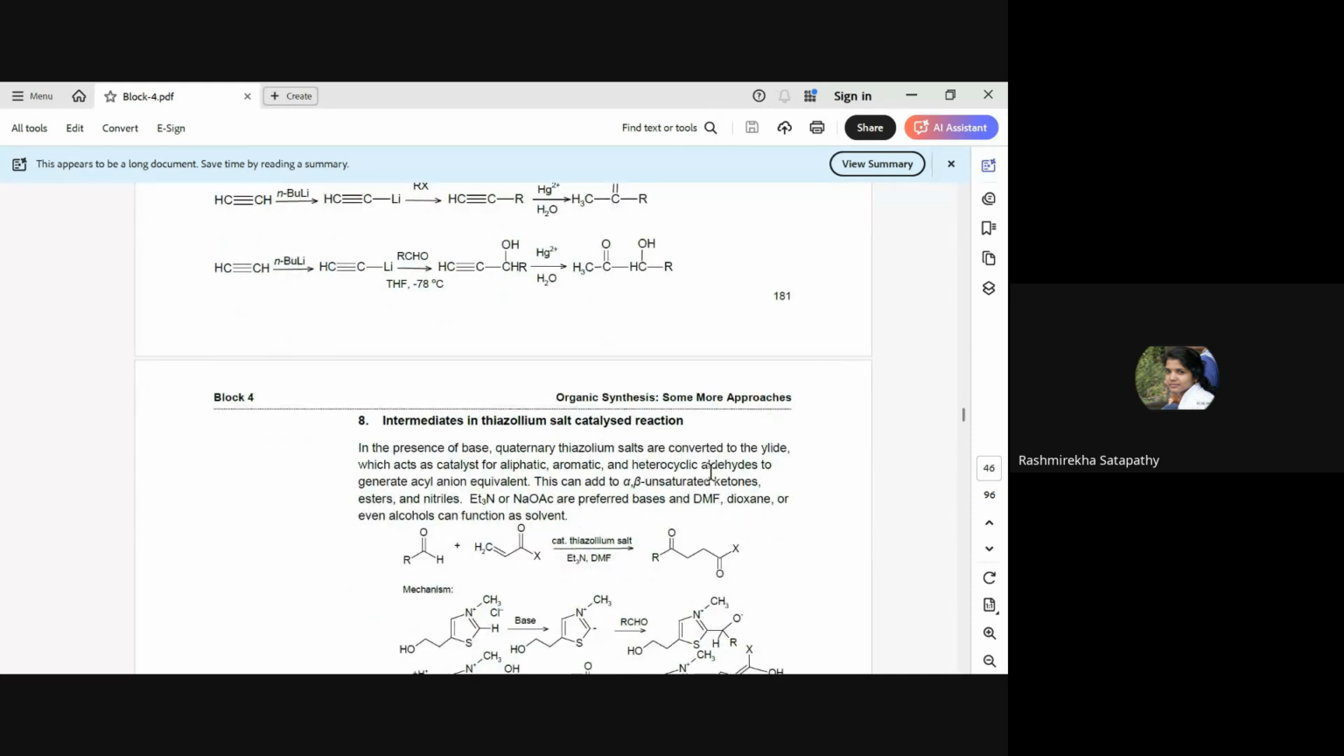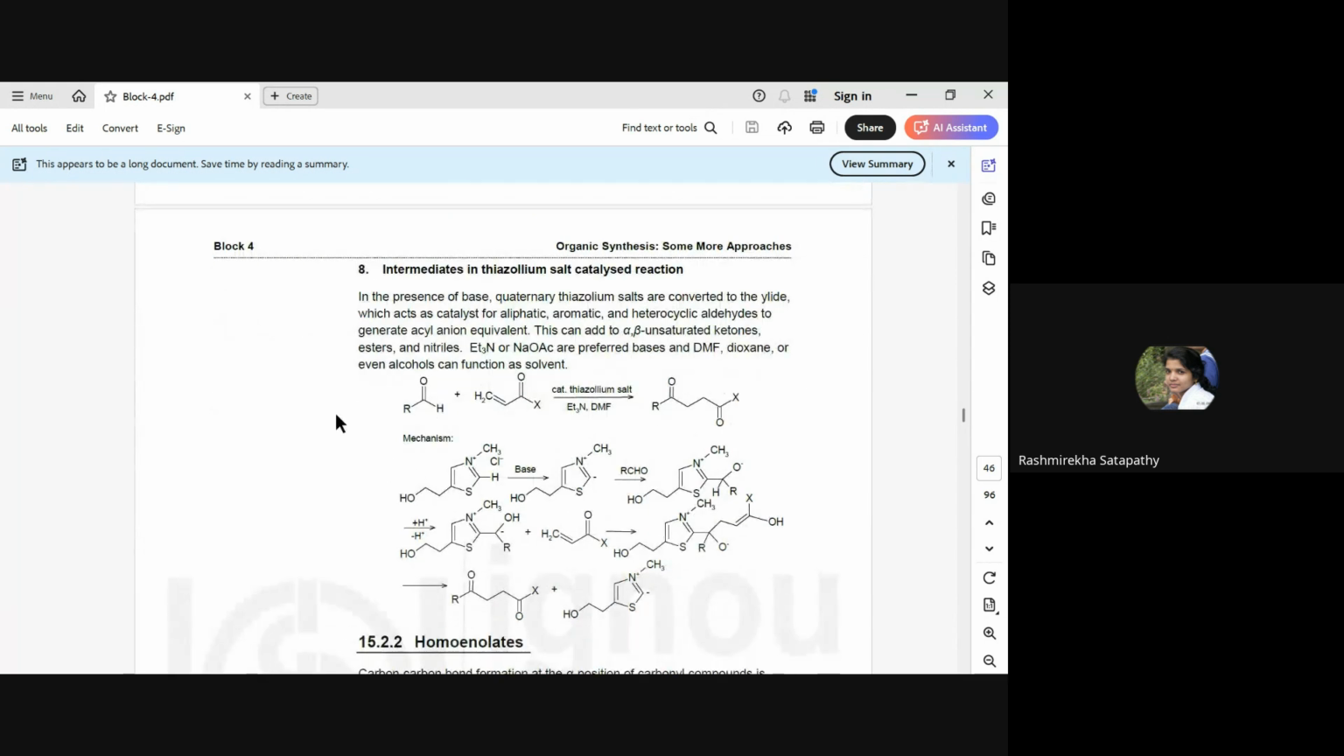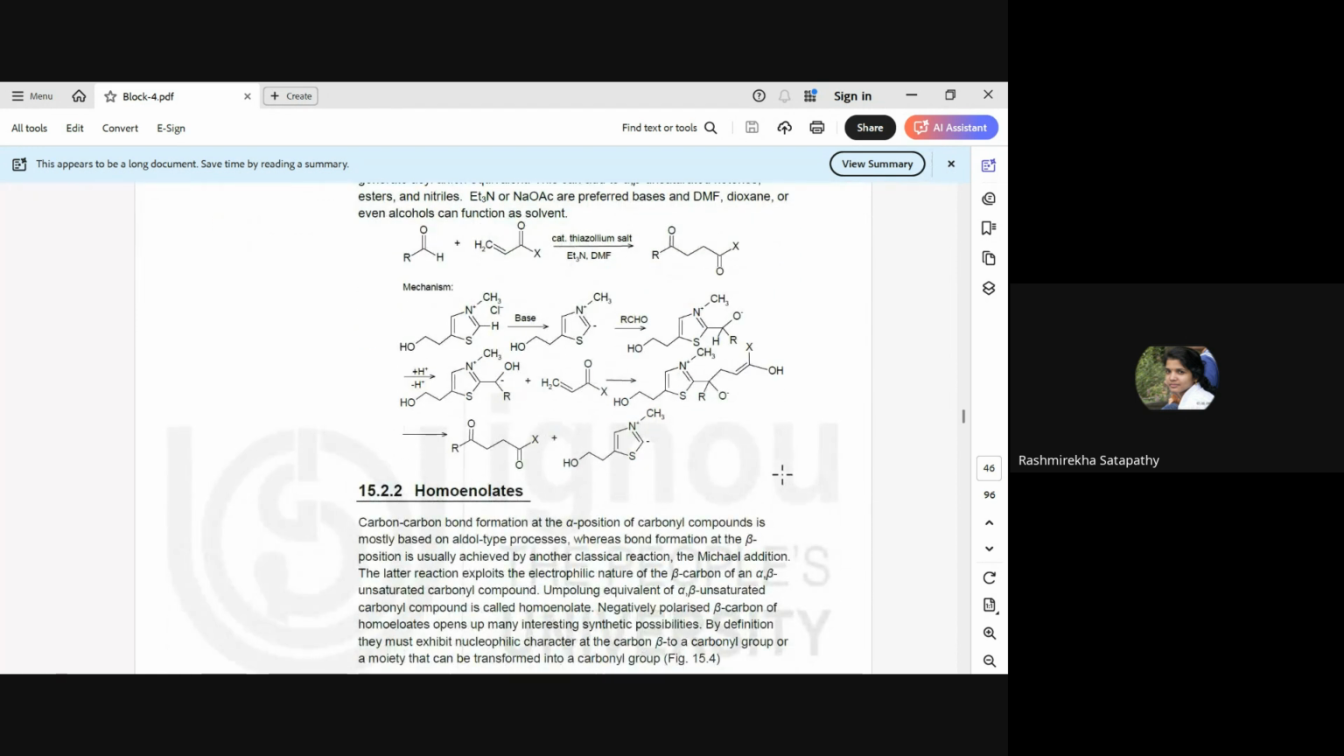Intermediates in the thiazolium salt catalyzed reactions. In the presence of base, the quaternary thiazolium salts are converted to the ylide thiazolium. In the presence of base, when it is treated with the aldehyde, this compound is formed. Homoenolates.